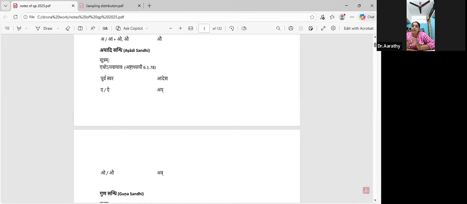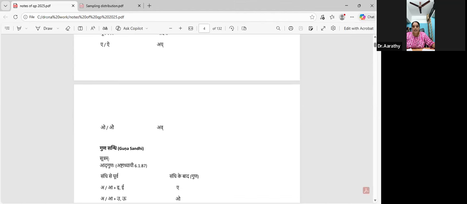Similar examples are Kavaye, Haraye, Shayanam. Okay. Then Pavan. When you split it, it is Po plus An, which is replaced with Av. So Pavan. All these are examples for Ayadi Sandhi.